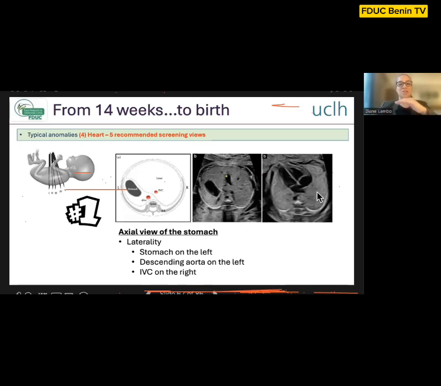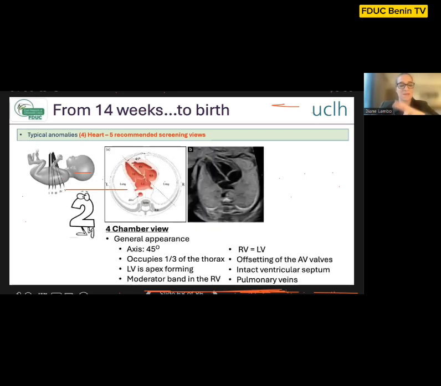Knowing the position of the fetus within the maternal abdomen, is the baby head down or head up, you'll be able to confirm whether the stomach and the heart are located towards the left of the fetus. The second view, so again, what you're trying to then establish is to look at the 4 chambers, is what we call the 4-chamber view.